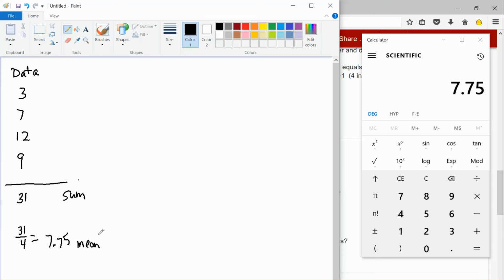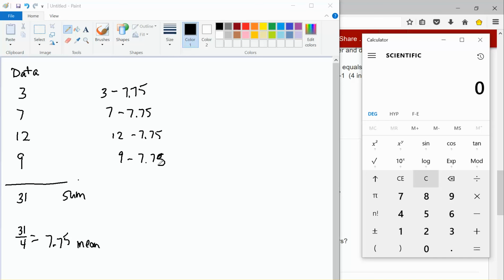The next thing I do is find the deviations from the mean. For each of these data pieces, I'm going to subtract the mean from the data. So I'm going to take 3 minus 7.75, 7 minus 7.75, 12 minus 7.75, and 9 minus 7.75. I'm going to calculate all of these. Let me clear my calculator.